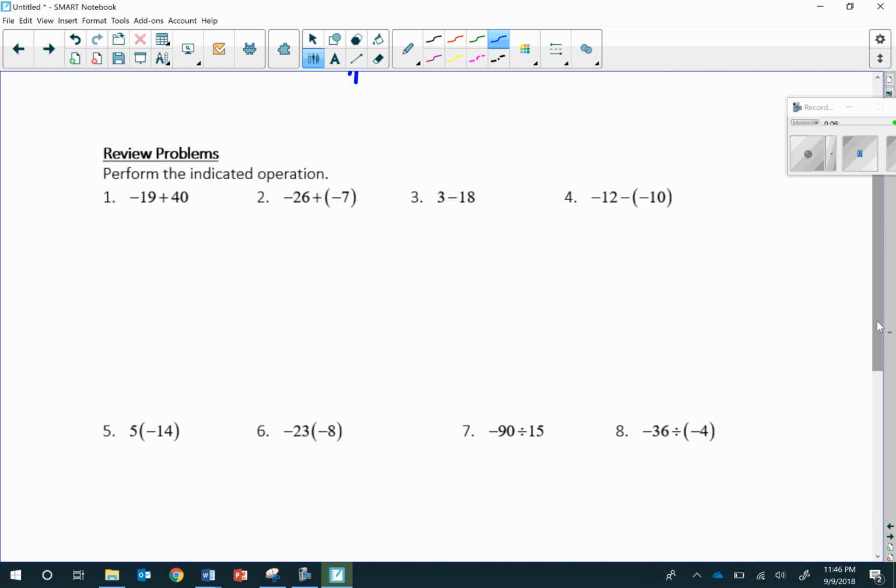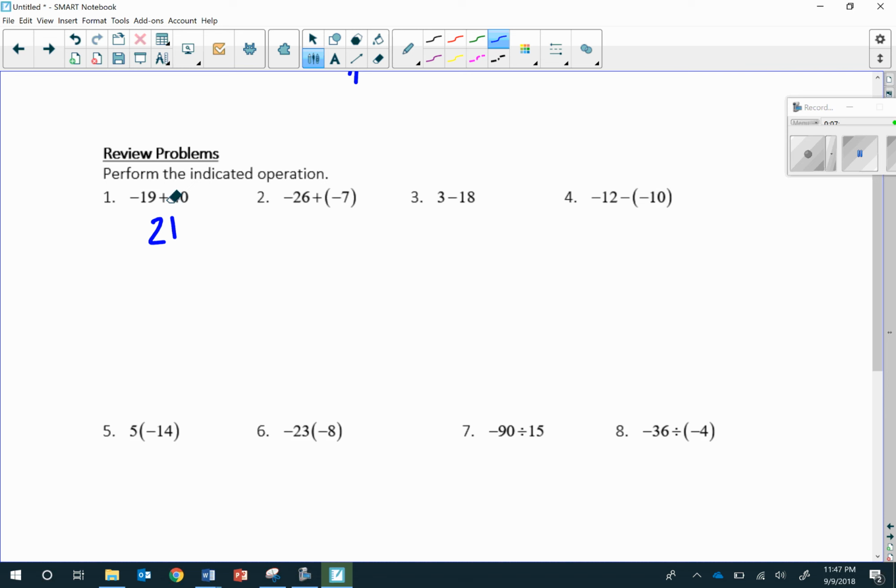The last section is just a review section looking at integer operations. So negative 19 plus 40, we have a negative and a positive, so we have different signs. So we're going to subtract and keep the sign of the larger absolute value. So 19 from 40 is in fact 21. And in this case, 40 is the larger absolute value, so we're going to keep it as a positive, and our answer is positive 21.